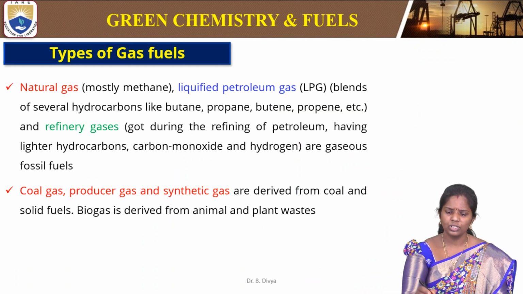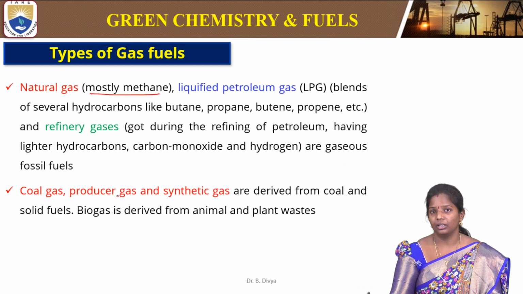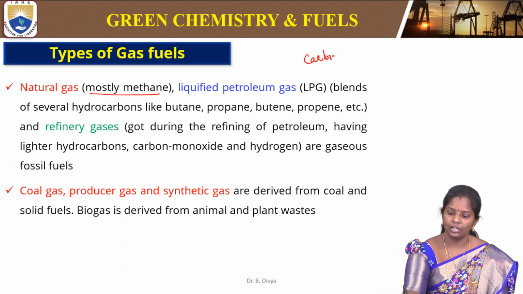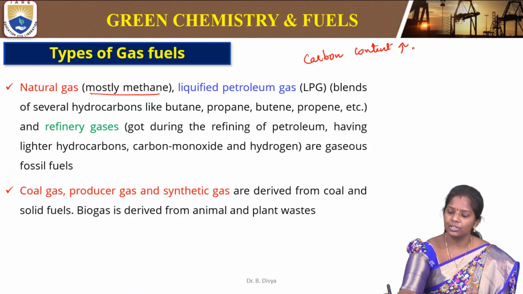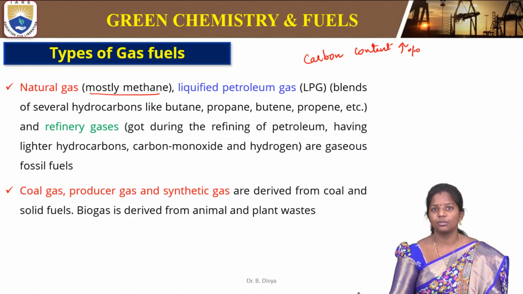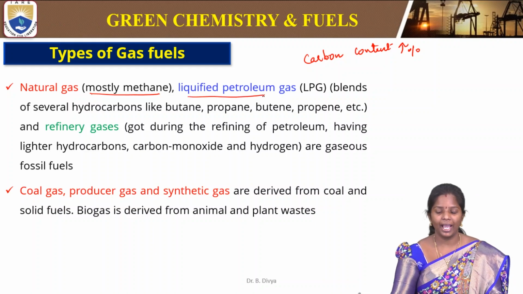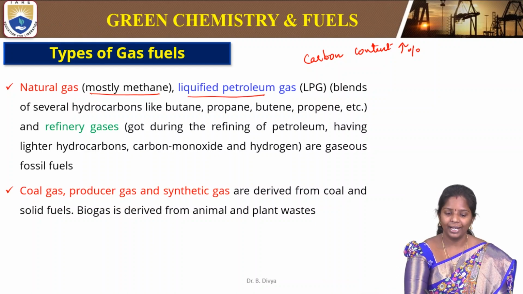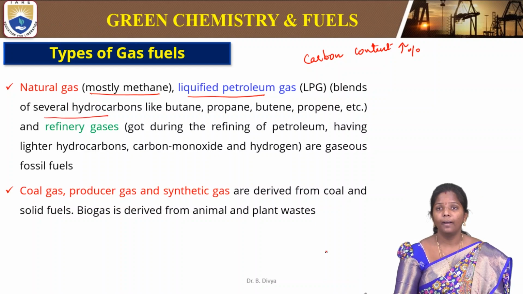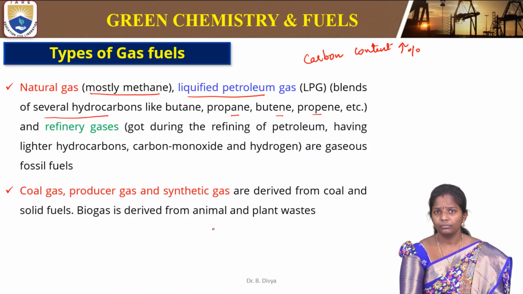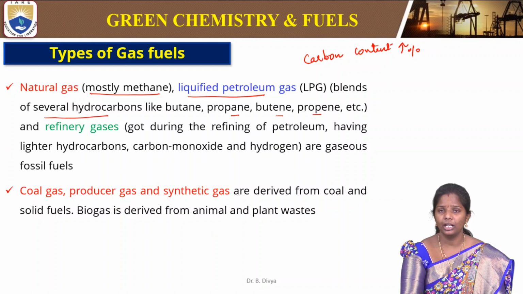In natural gas, the highest amount is methane. Any fuel contains a carbon component, and carbon content is present in a high percentage in any form of fuel. Liquefied petroleum gas, or LPG, has blends of several hydrocarbons like butane, propane, butene, and propene. They are alkanes and alkenes, the hydrocarbons present in LPG.